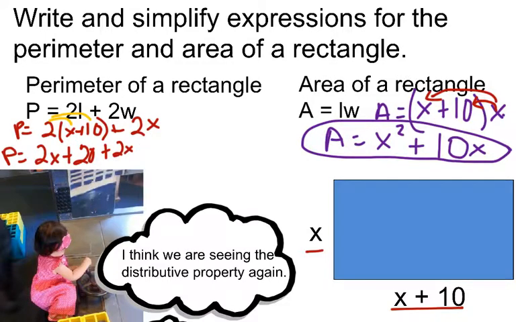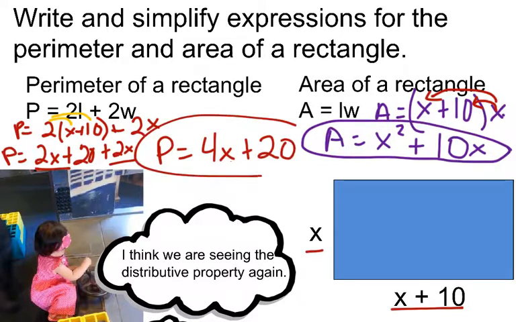Now, we move that down. We can combine. Our commutative property, of course, means that we can change the order to 2x plus 20 plus 2x, which gives us P equals 4x plus 20. If you need to review simplifying expressions, make sure you look at previous tutorials. So now we have a simplified answer for both our perimeter and our area.